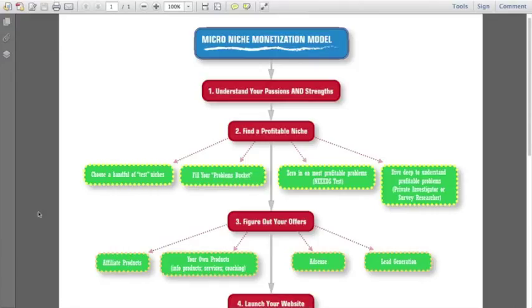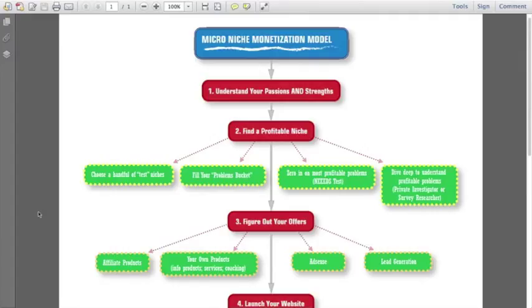Okay, and then the last thing you do, once you've filtered in the most profitable problems, is dive deep to understand those problems deeply, and I use what I call either the private investigator or the survey researcher approach. This might seem like overkill to do this much research, but once you have such a deep understanding of the problems facing your niche audience or audiences, you will know them so well that you will know people better than they know themselves, basically.